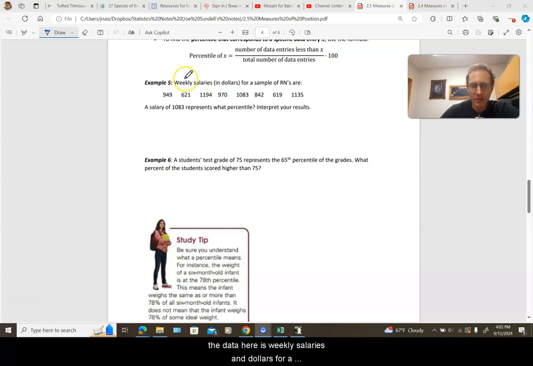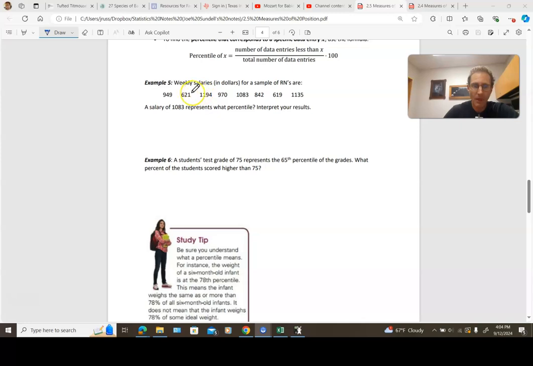Alright, so example 5 here. The data here is weekly salaries in dollars for a sample of registered nurses. You can see these are ranging anywhere from 619 all the way to 1,194. So what we want to do is see what a salary of $1,083 per week represents as a percentile. What percentile would 1083 be? To do this, we're going to count the number of data values that are strictly below 1083.